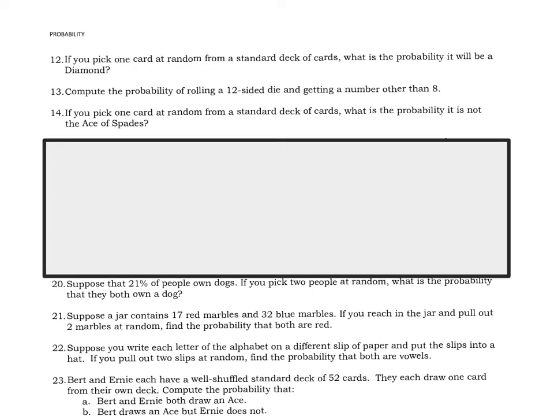Number 12. If you pick one card at random from a standard deck of cards, what's the probability that it will be a diamond? Well, again, there are 52 cards. 13 of them are diamonds, and so that will reduce to 1/4.